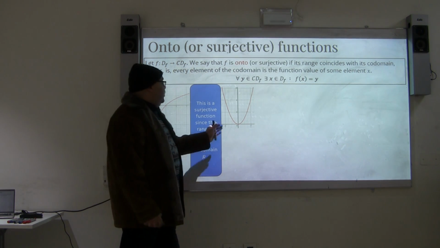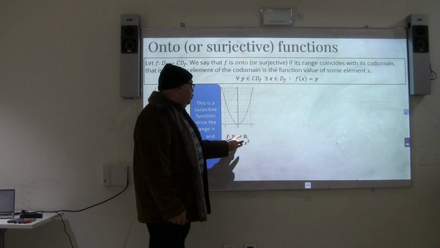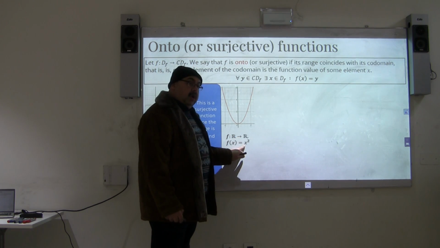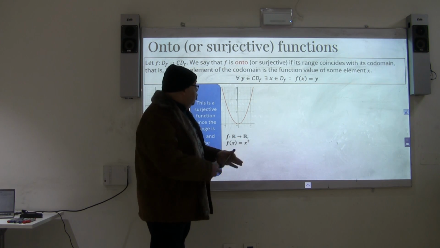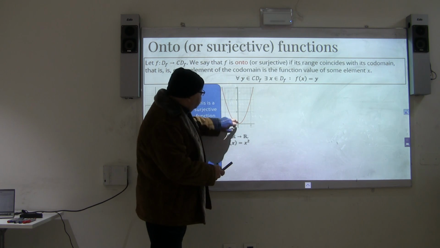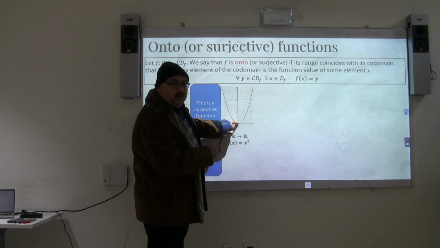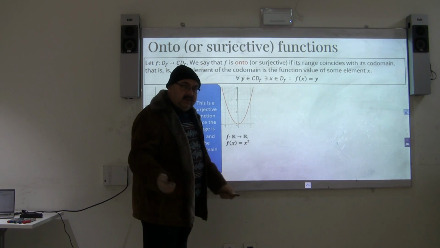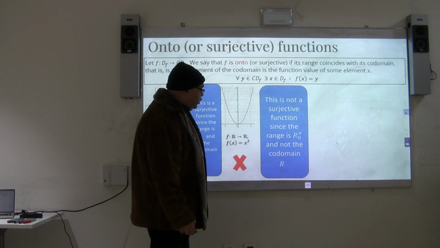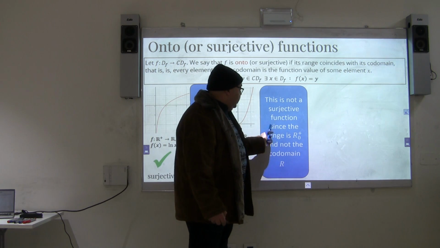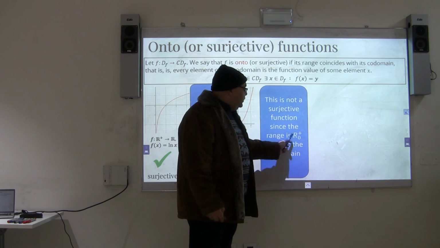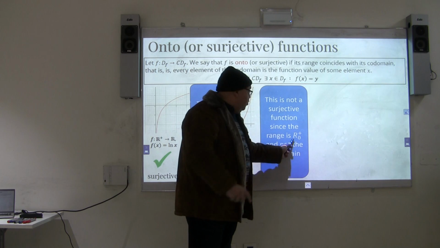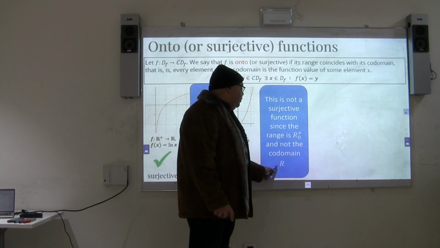While if you look at this one, which is y equal to x squared, it's not going to be surjective. Simply because, from real to real, where y is equal to x squared, you will find the range is from 0 up to infinity. So it's the positive part. What about the negative part? You can't find it. So once more, this is not a surjective function, since the range is R positive, including 0, and not the codomain, which is R.